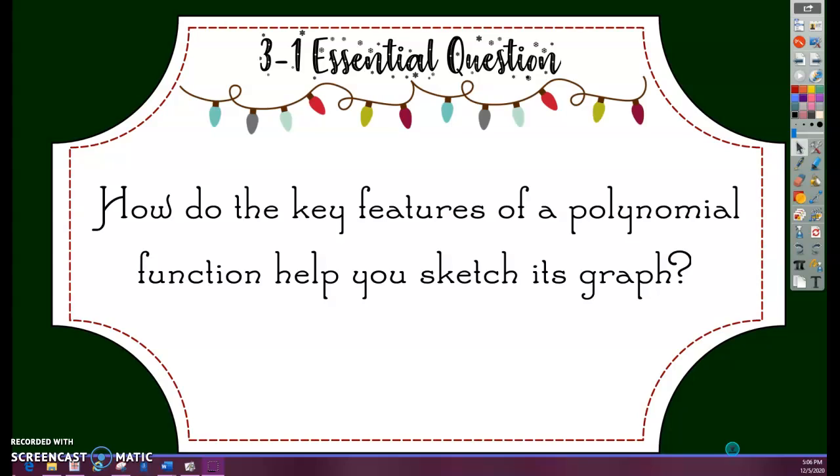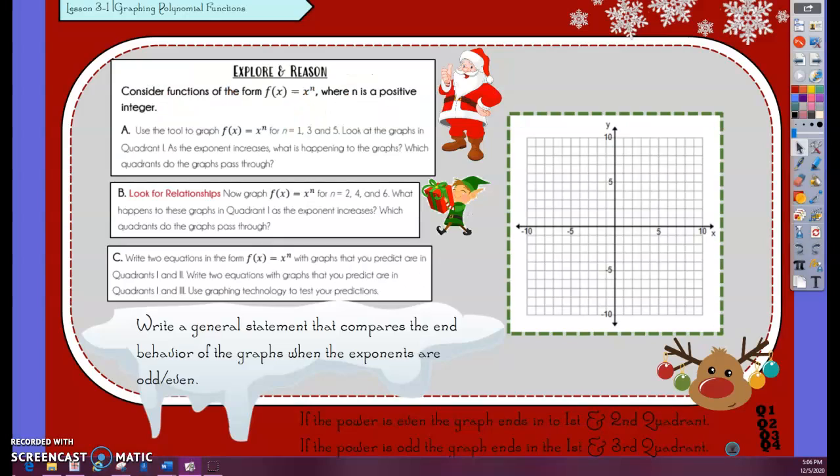So for section 3.1, we're looking at how the key features, which we talked about in topic 2, are helping us sketch the graph. So we're going to be working with polynomials and how giving key features helps us sketch the graph. With the explore and reason for 3.1, they're just going to have you try by exploring, graph a few of them, like x to the first, or x to the second, or x to the third.